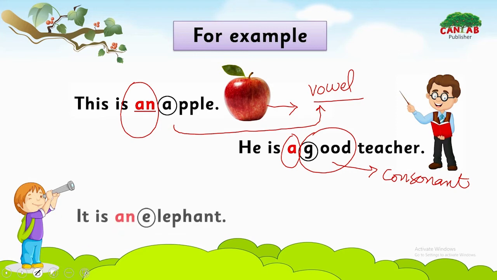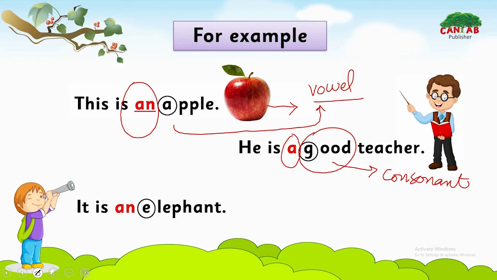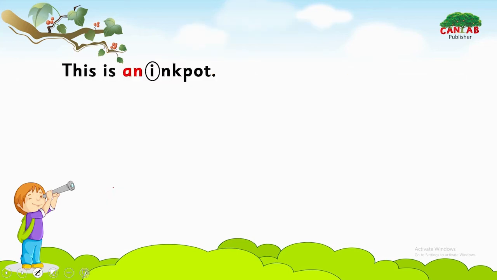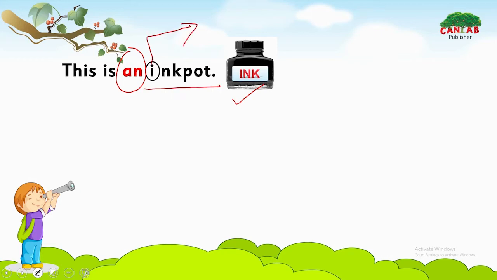The next example is, it is an elephant. Elephant again comes in the category of vowels. Elephant sounds from the E of the alphabet, which is a vowel, and it sounds like a vowel. That is why an is used. The next example is, this is an ink pot. Again, you are seeing that ink pot starts with a vowel, and it sounds like a vowel sound.